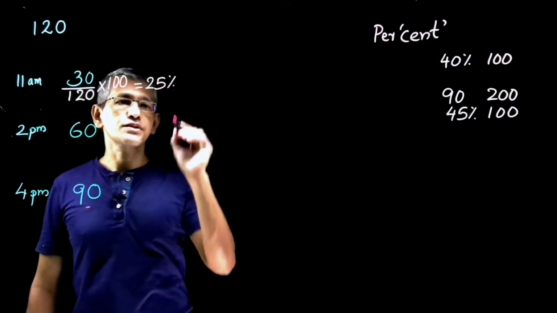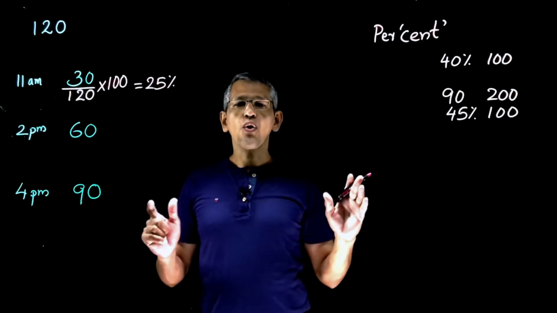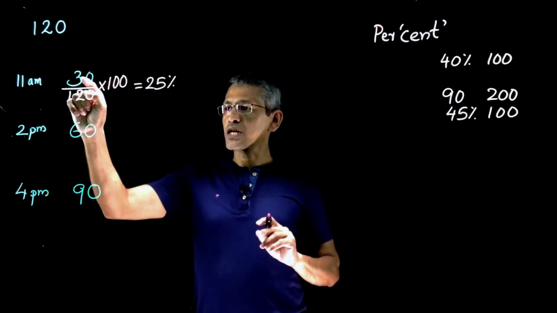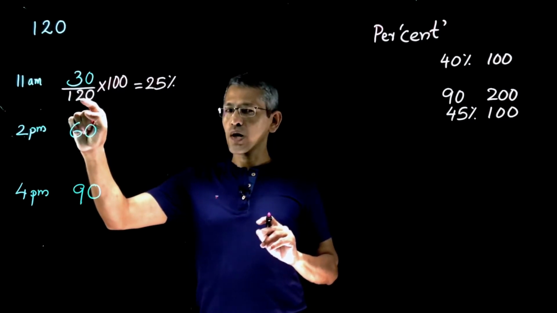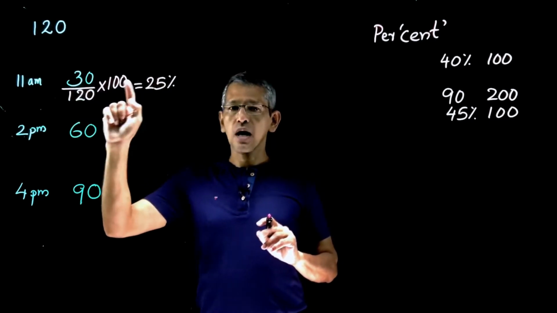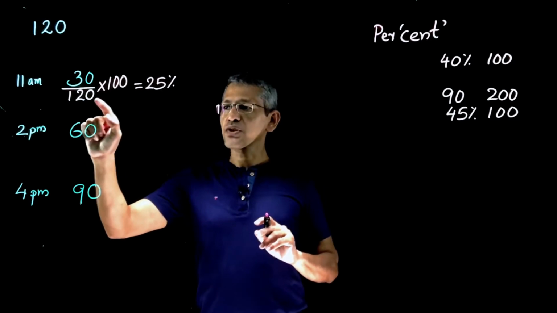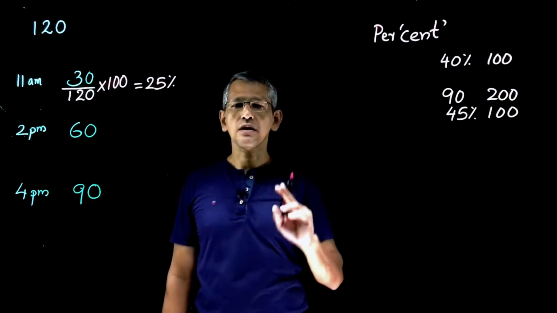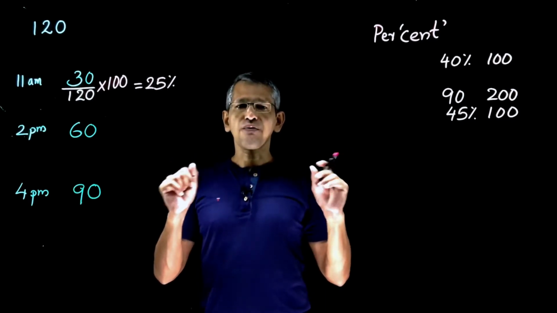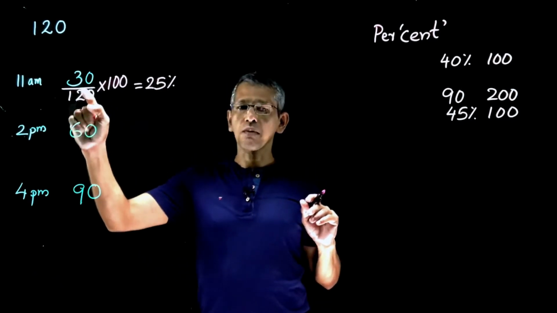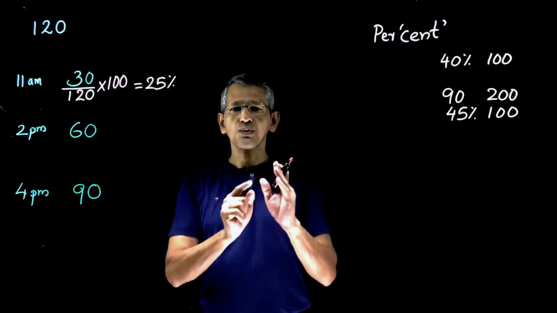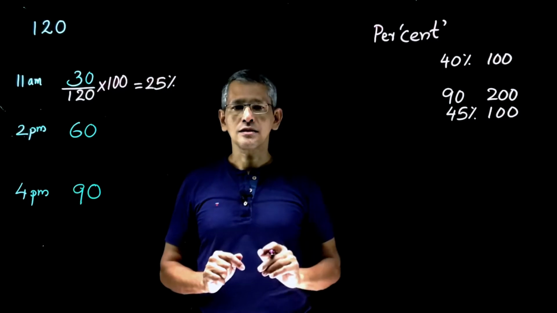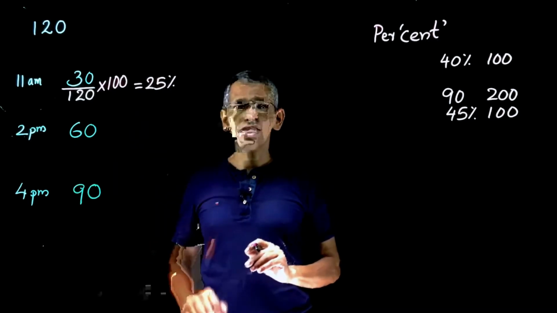So 25 percent of the cake pieces were sold at 11 a.m. Here the fraction is 30 by 120, that is 3 by 12, which is 1 by 4. 1 by 4 of 100 is 25. So now remember, every time you see a fraction like 1 by 4, that means 1 by 4 of 100. That must be 25 percent. Let's take a look at the next one.